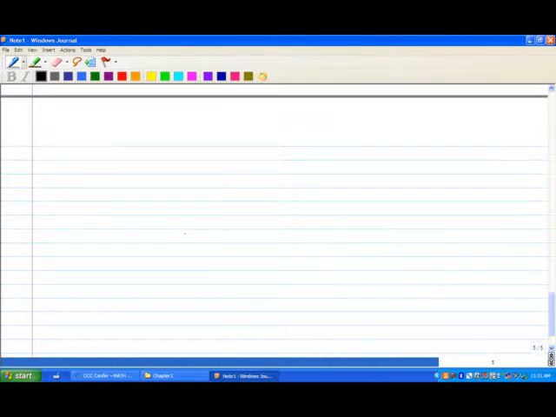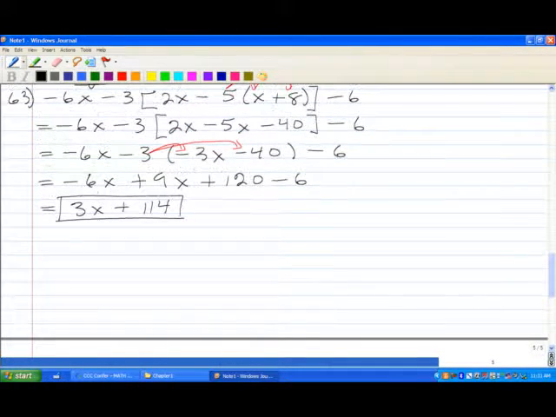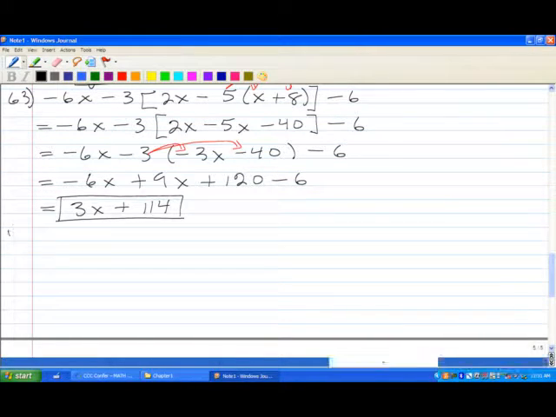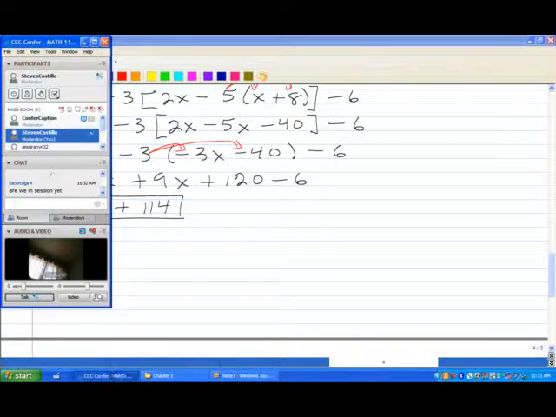Let me do problem number 70. Negative 3/8. Question.